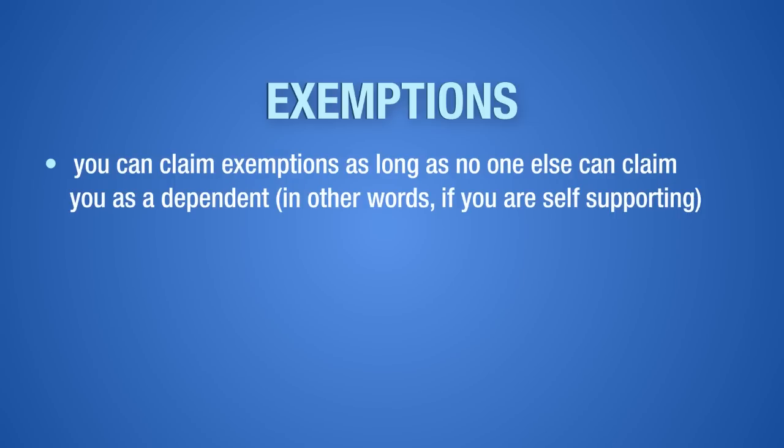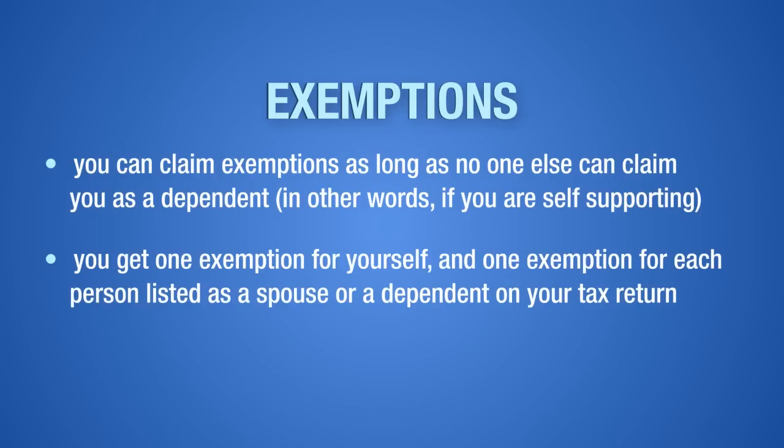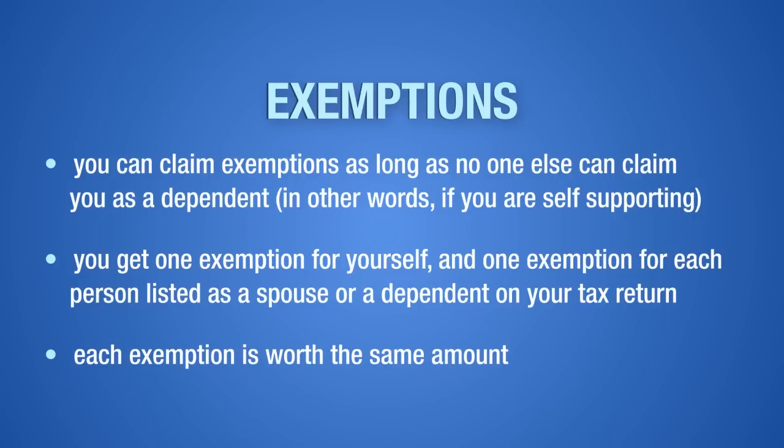Exemptions are kind of like deductions, but they're actually a lot simpler. It's basically an additional amount that a self-supporting taxpayer can subtract from their taxable income. You can claim exemptions as long as no one else can claim you as a dependent. In other words, if you are self-supporting. You get one exemption for yourself and one exemption for each person listed as a spouse or dependent on your tax return. Each exemption is worth the same amount.